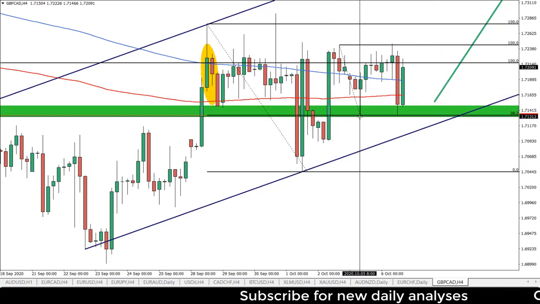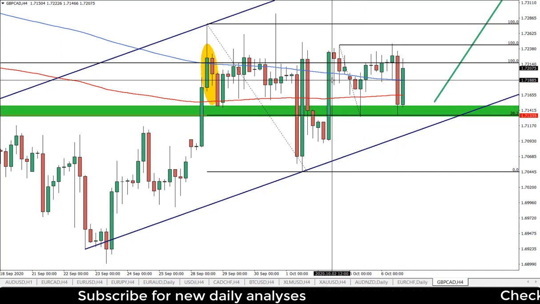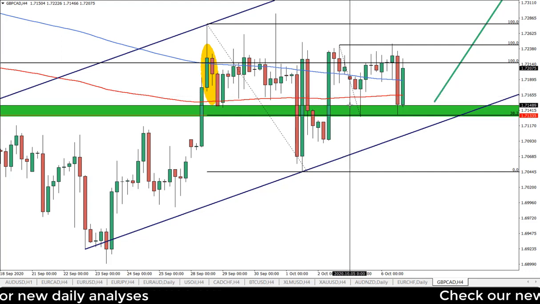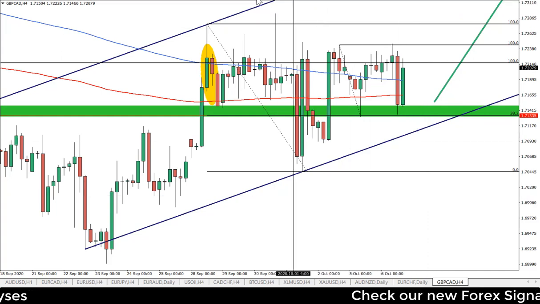Then we had a spike produced here and failure to close below the spike. All in all, both of these moving averages, in my point of view, are holding. So bulls are defending this level.